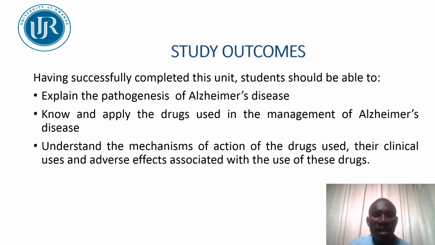Now, the intended study outcomes. Having successfully completed this unit, students should be able to: 1. Explain the pathogenesis of Alzheimer's disease; 2. Know and apply the drugs used in the management of Alzheimer's disease; 3. Understand the mechanism of action of the drugs used, their clinical uses, and adverse effects associated with the use of these drugs.